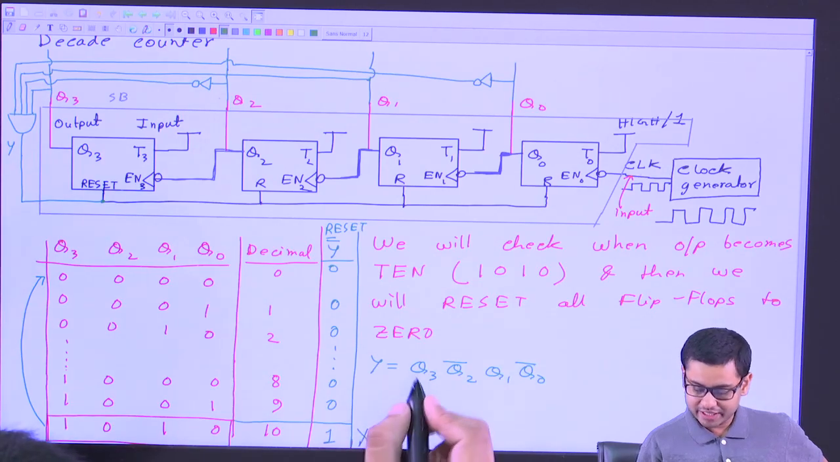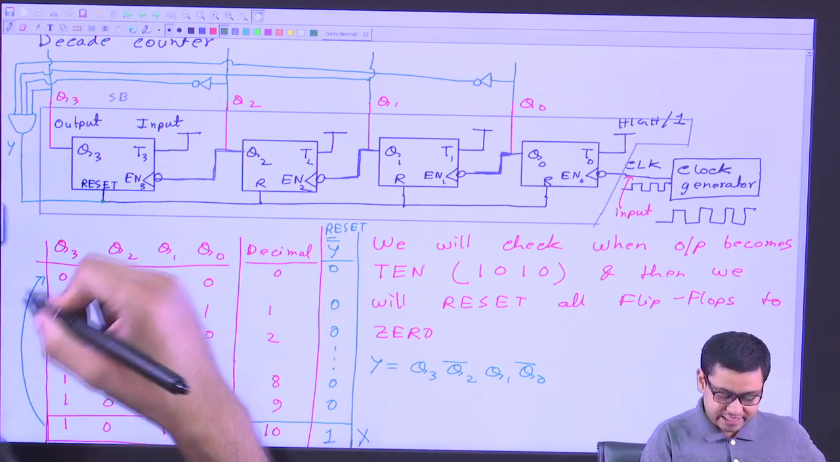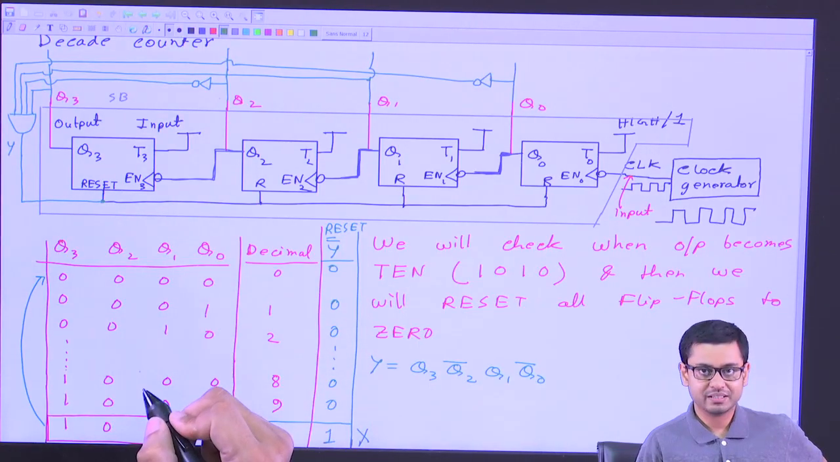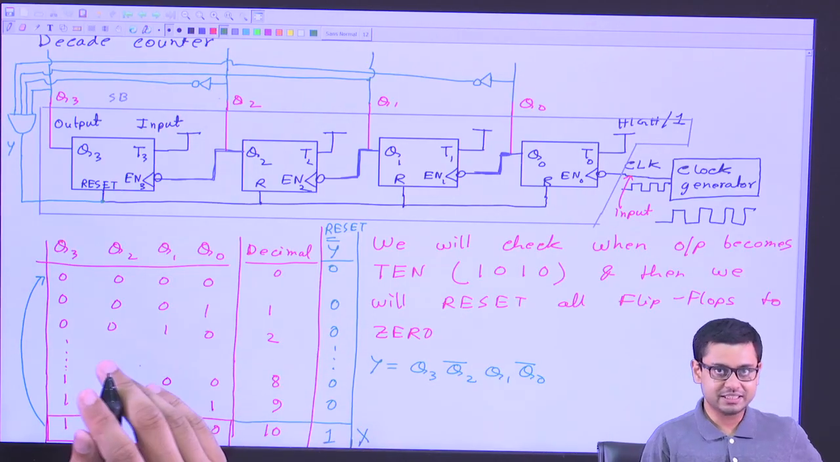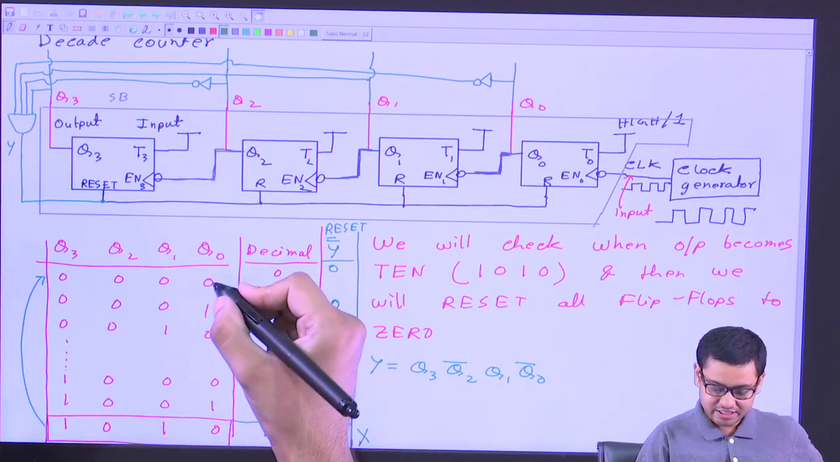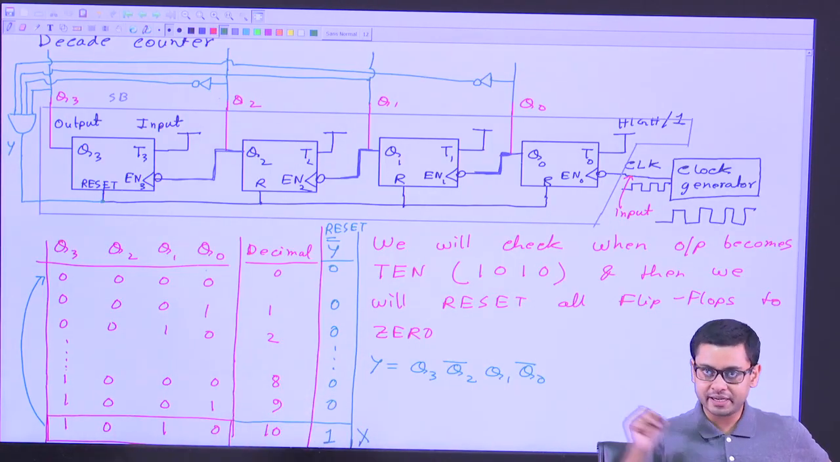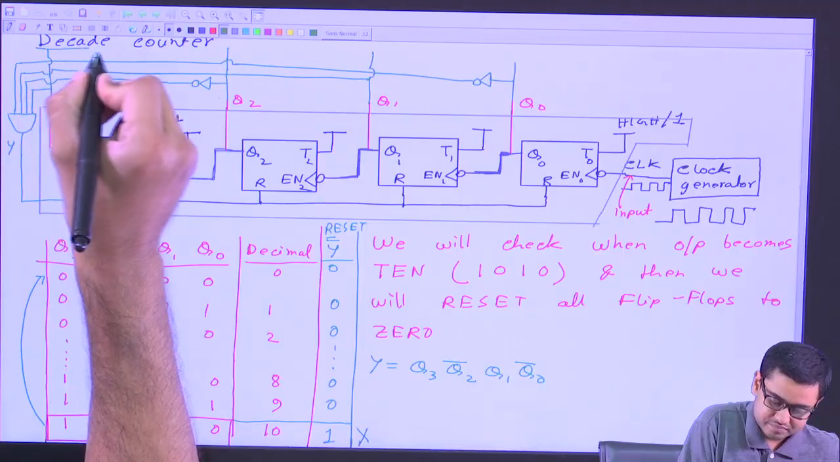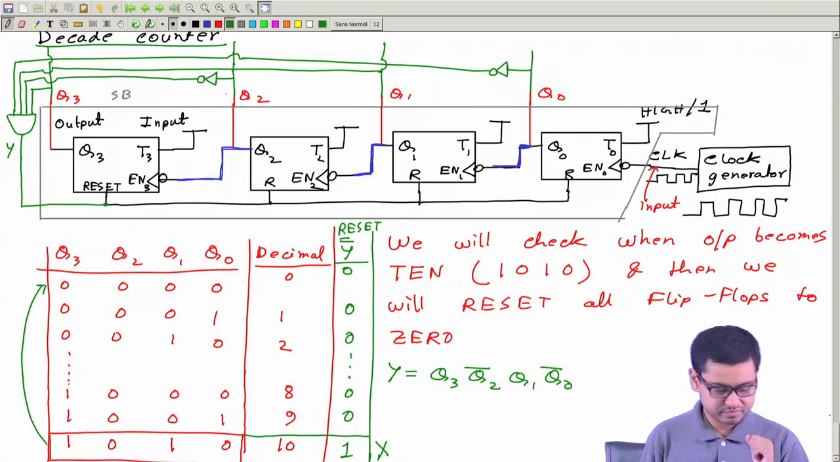So that's why this arrangement will circulate between these states 0 to 9. 10 is an almost non-existing state. So this circulates from 0 to 9 and so on: 0, 1, 2, 3, 4, 5, 6, 7, 8, 9 and 0, and so on. So this is a decade counter. Okay, so we have realized our decade counter.